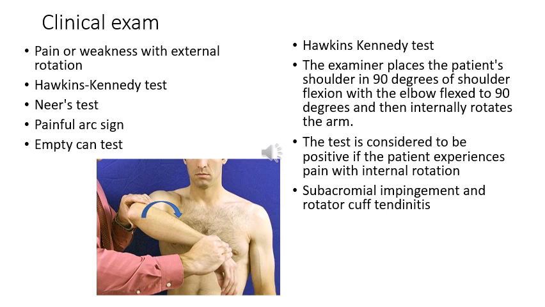In the Hawkins-Kennedy test, the examiner places the patient's shoulder in 90 degrees of shoulder flexion, as seen in the picture, with the elbow flexed to 90 degrees again, and the doctor then internally rotates the arm. When the arm is internally rotated in this position, if the patient feels pain, that suggests subacromial impingement and rotator cuff tendinitis.